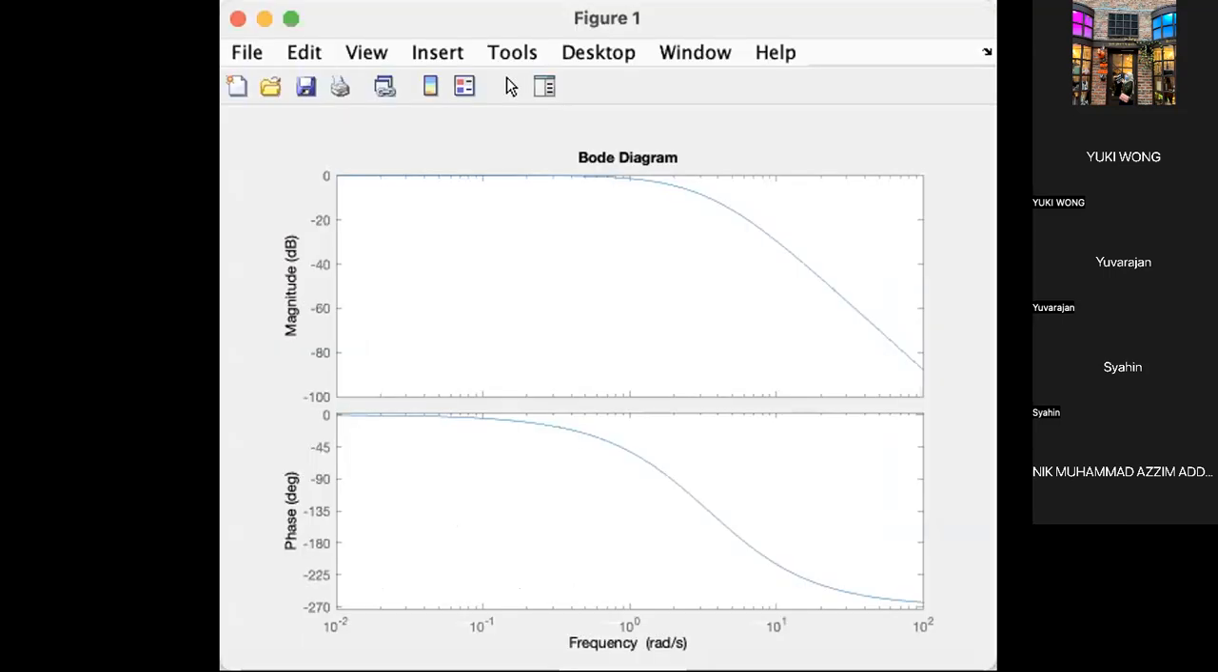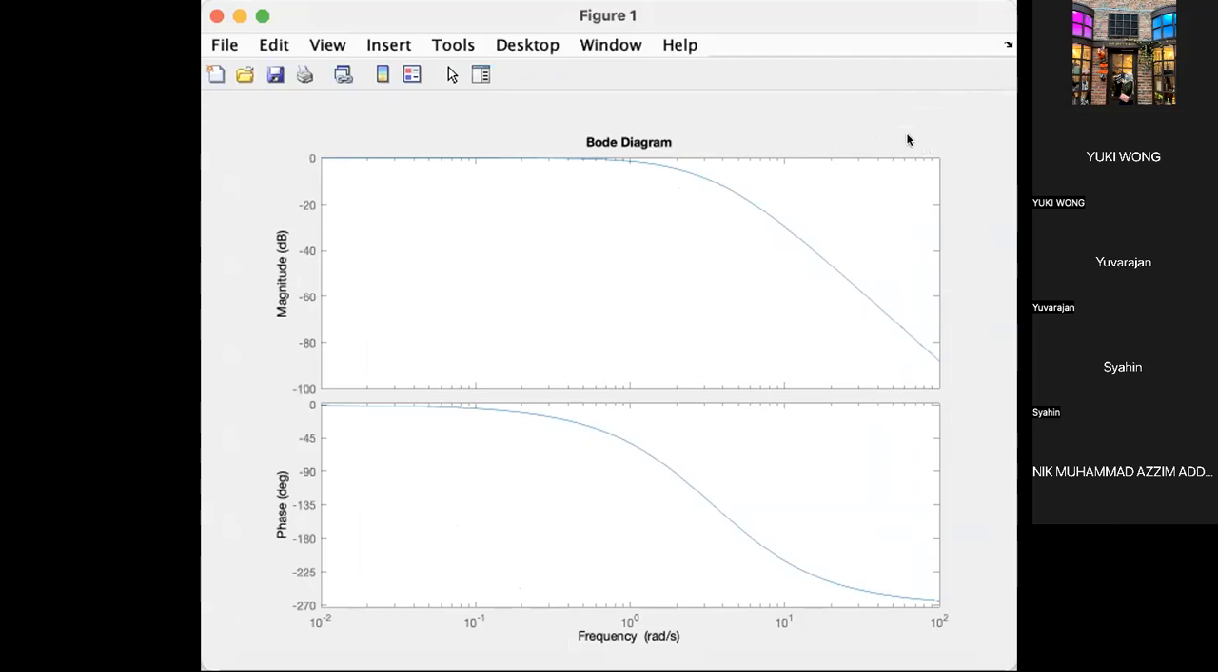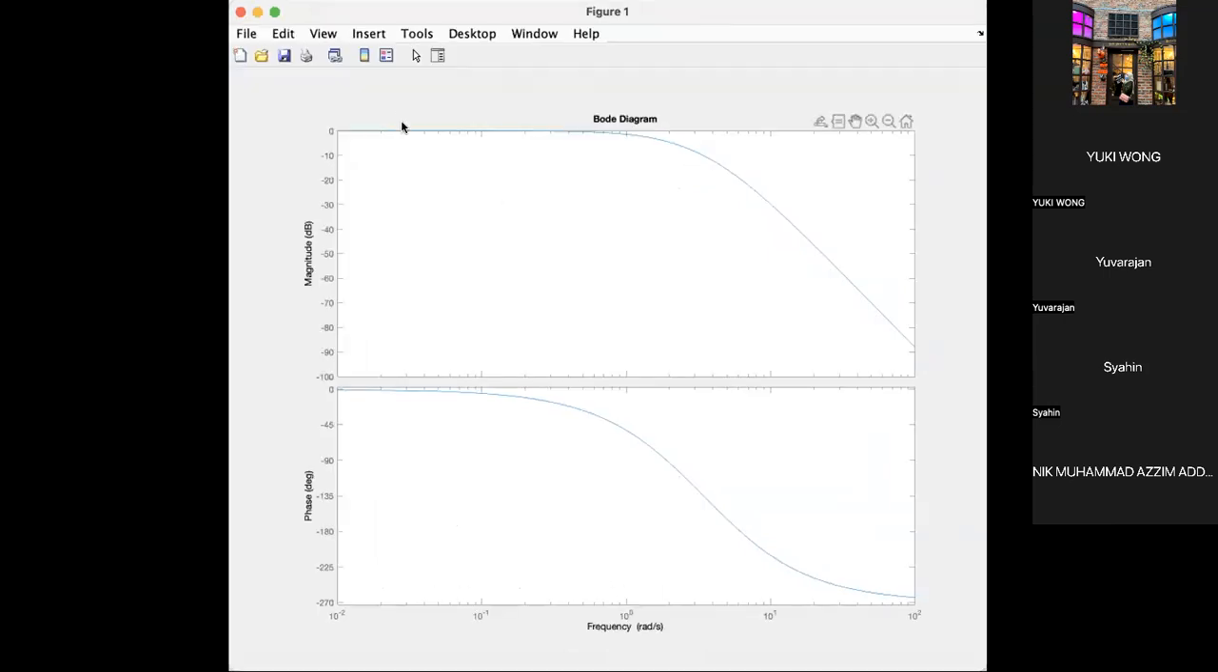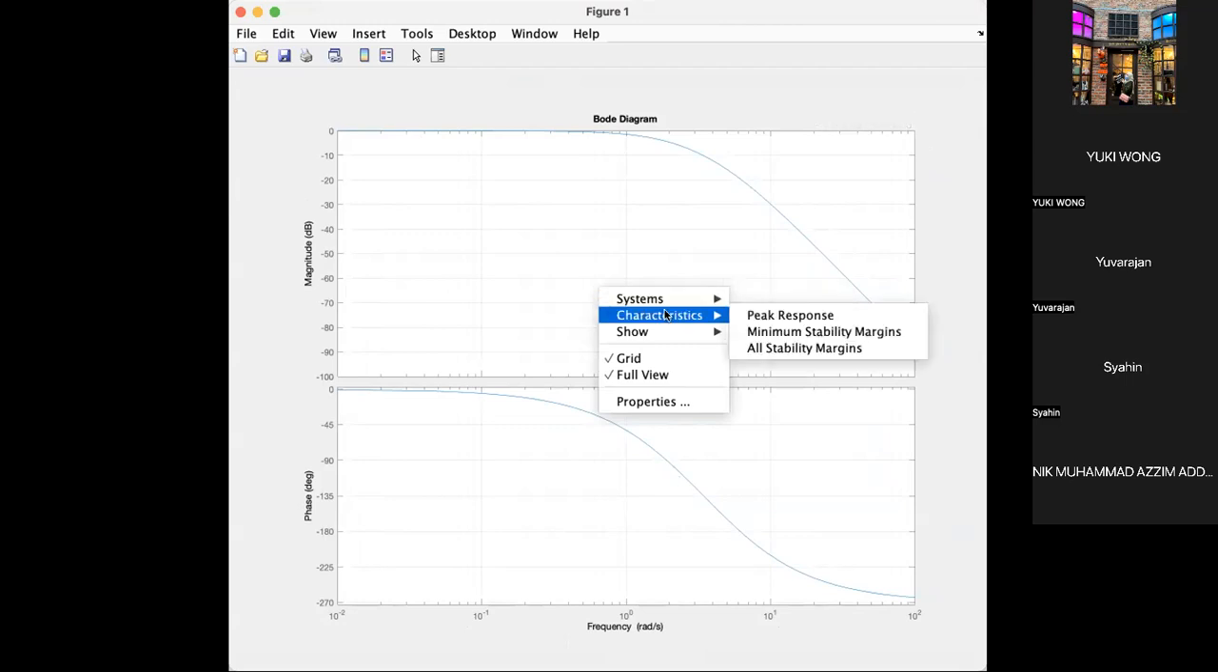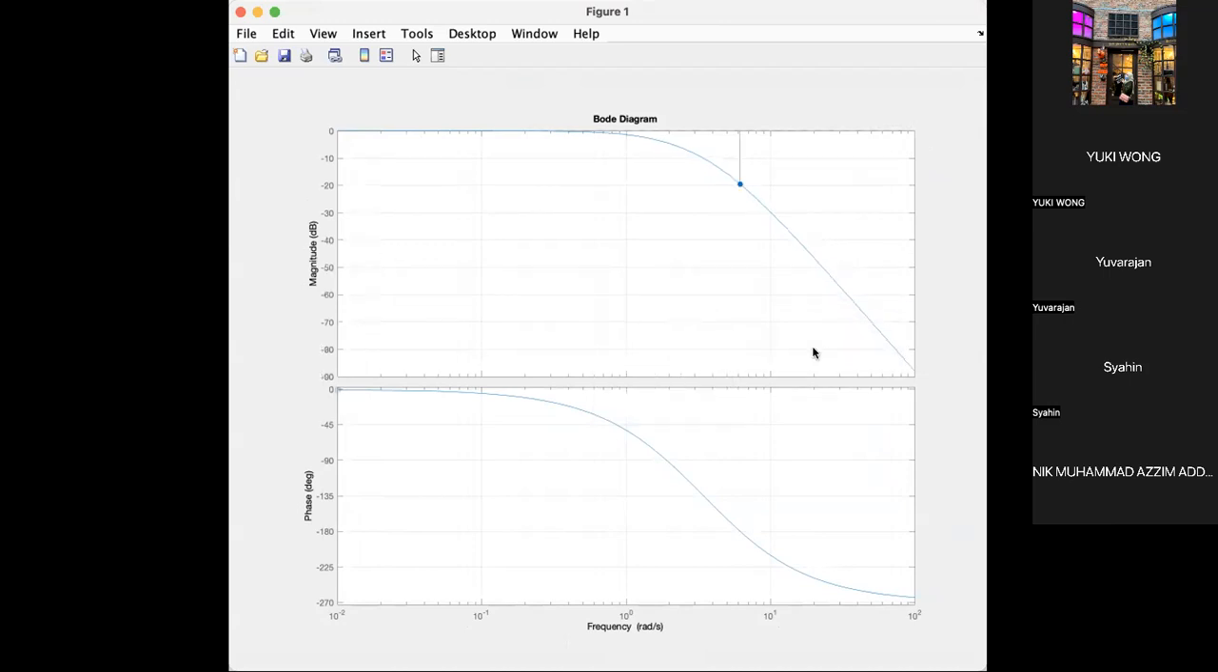Can you see the plot, guys? Okay, then call a grid, and then go for the characteristic, all stability margins. Right-hand click. So you can see that from there, it will give you the gain margin, which is 19.5.